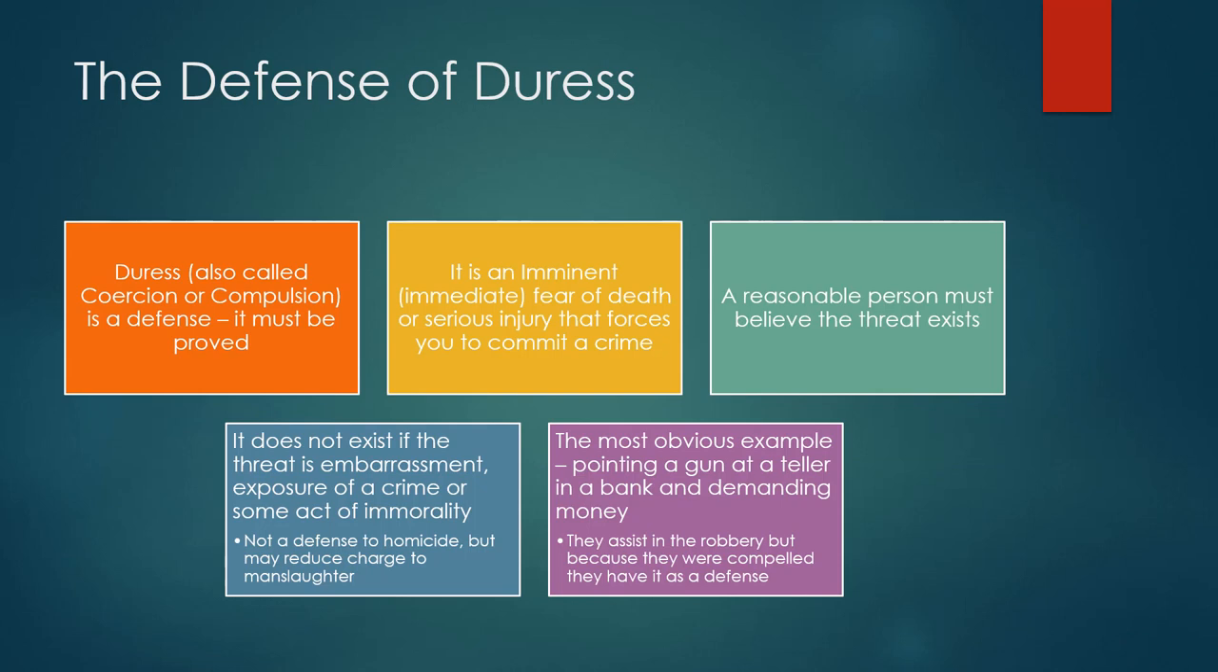Duress, which can also be called coercion or compulsion, is a defense, but you have to prove it. And what is duress? It is an immediate fear of injury or death that compels you to commit an act you otherwise wouldn't have done that constitutes a crime, or as I put there, an imminent fear of death or serious injury that forces you to commit a crime. Okay, so the first thing is the threat has to be reasonable. If you're being threatened by someone who never in any of your wildest dreams could carry out the crime, it's not duress. It doesn't exist unless it's a physical threat.